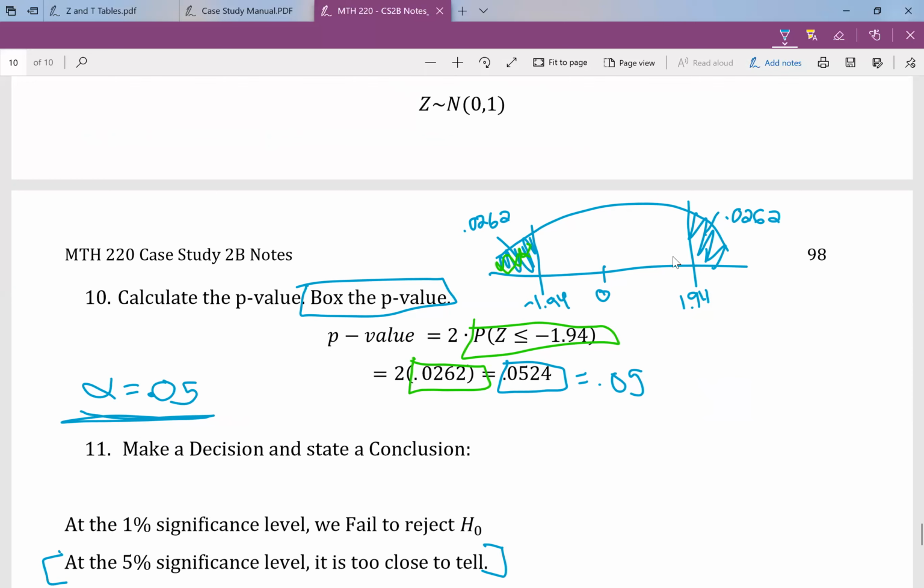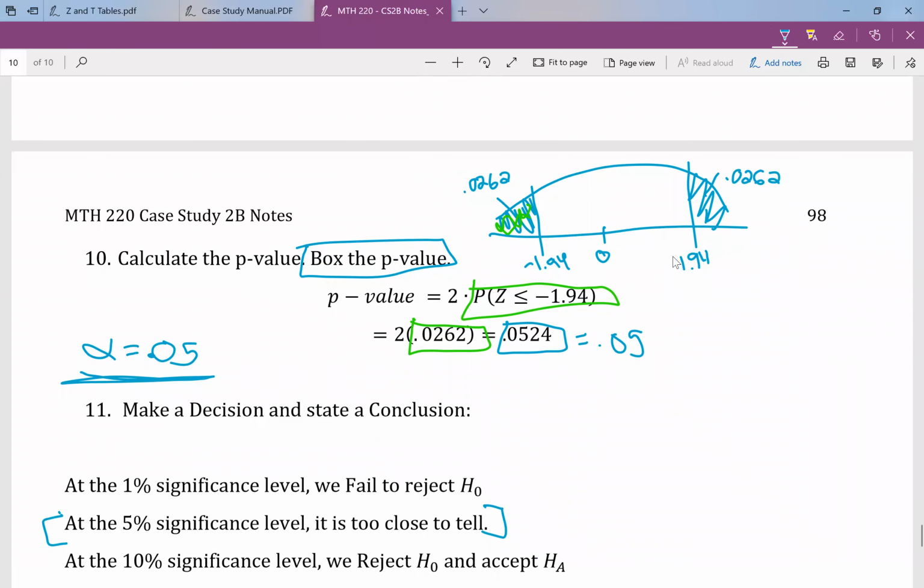In actuality, if this were to happen when you're doing statistics for some company in the future, you would have to go out and collect a new sample, and start the test over from the beginning. If we chose alpha as 10%, the 10% significance level, then the p-value would be low enough and we would reject H0 and accept HA. So a little bit different.